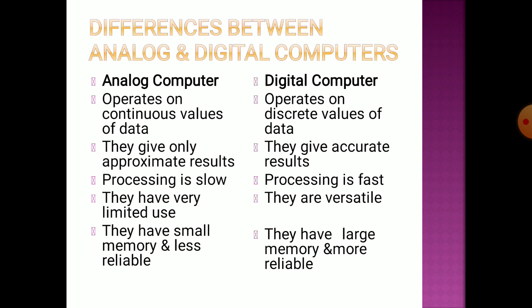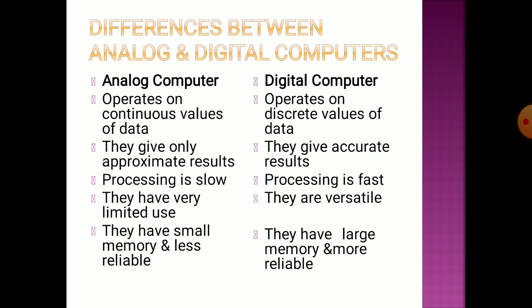Next, we'll see the difference between analog and digital computers. We try to compare the analog computer and the digital computer. The first point of comparison is that the analog computer operates on continuous values of data, whereas the digital computer works on discrete values of data, which we call discontinuous data.